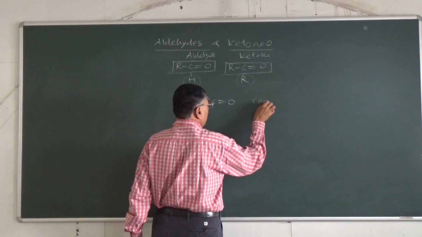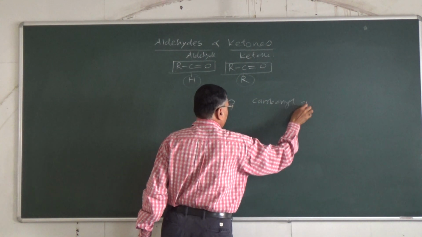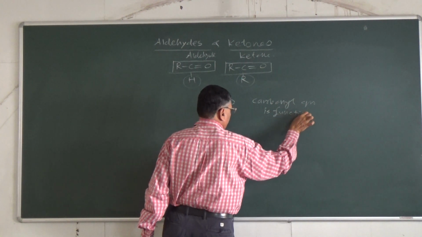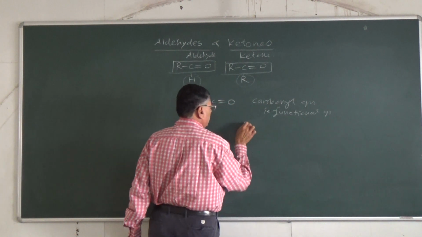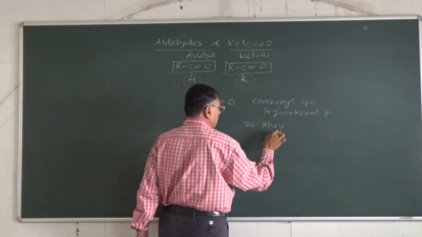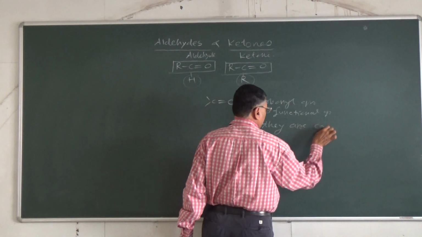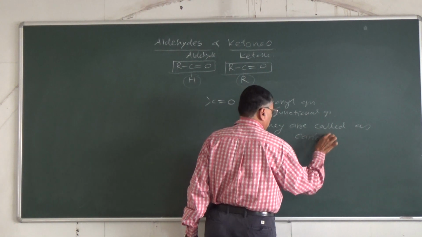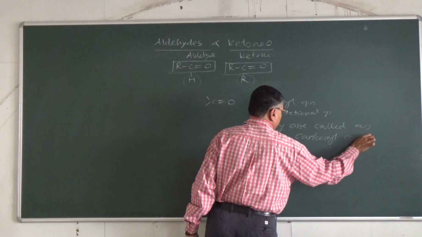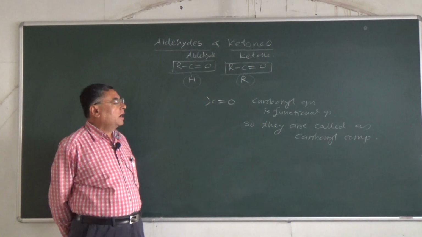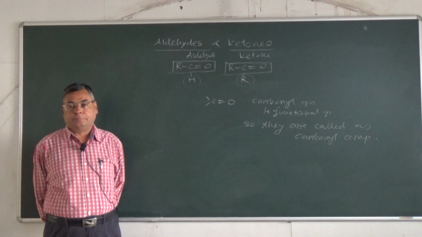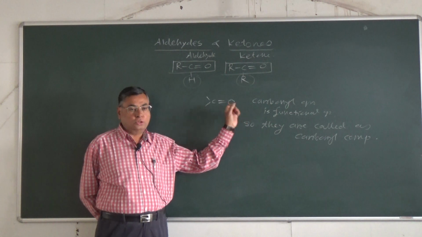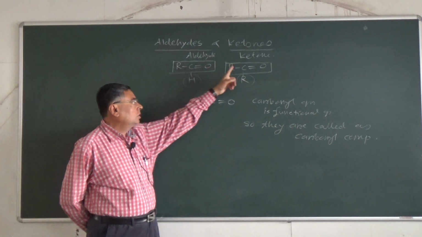Carbonyl group is the functional group. So they are called carbonyl compounds. So we are studying aldehydes and ketones in the same chapter. Why? Because they have the same functional group. The carbonyl group is common in both cases. C=O, C=O is the same.